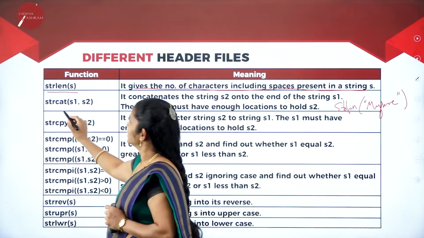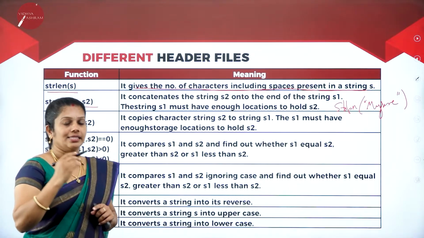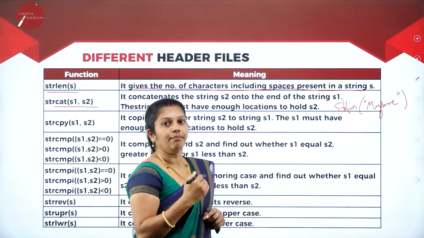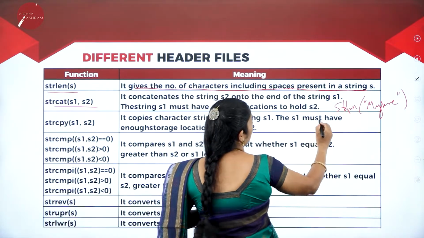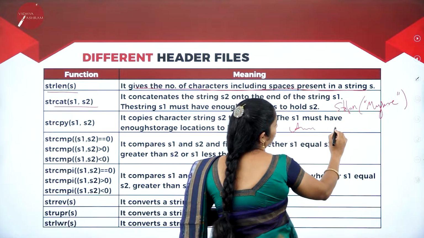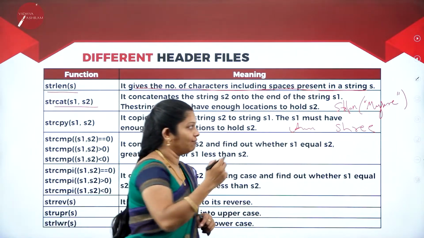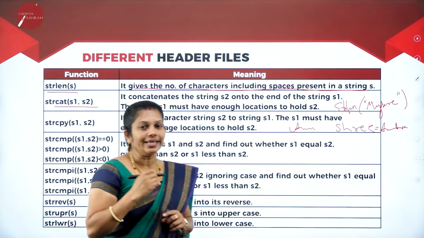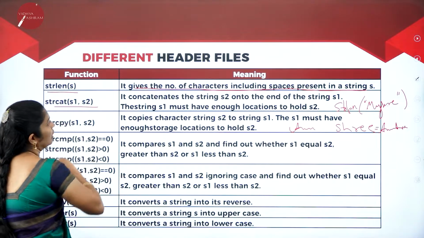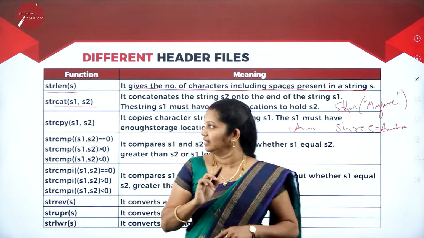And the next one, strcat. What exactly is strcat? The strcat helps to combine two strings. For example, one string we have is Anu, and one more string we have is Shri. Then what will it do? It will combine, and the final result we get is Anushri. It means that the strcat function helps to combine or concatenate the given strings here.